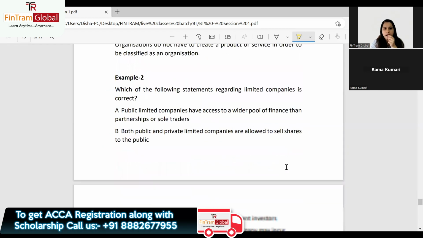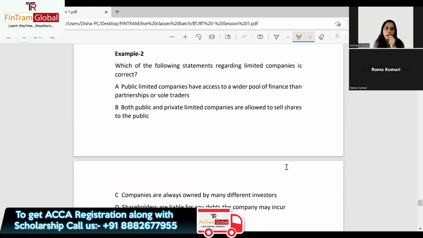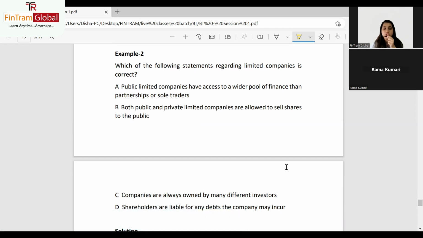All right, let's have a look at another question. Example 2: Which of the following statements regarding limited companies is correct? Public limited companies have access to a wider pool of finance than partnerships or sole traders. Both public and private limited companies are allowed to sell shares to the public. Companies are always owned by many different investors, and shareholders are liable for any debts that the company may incur. So they are asking which of the following statements is correct. Any idea?